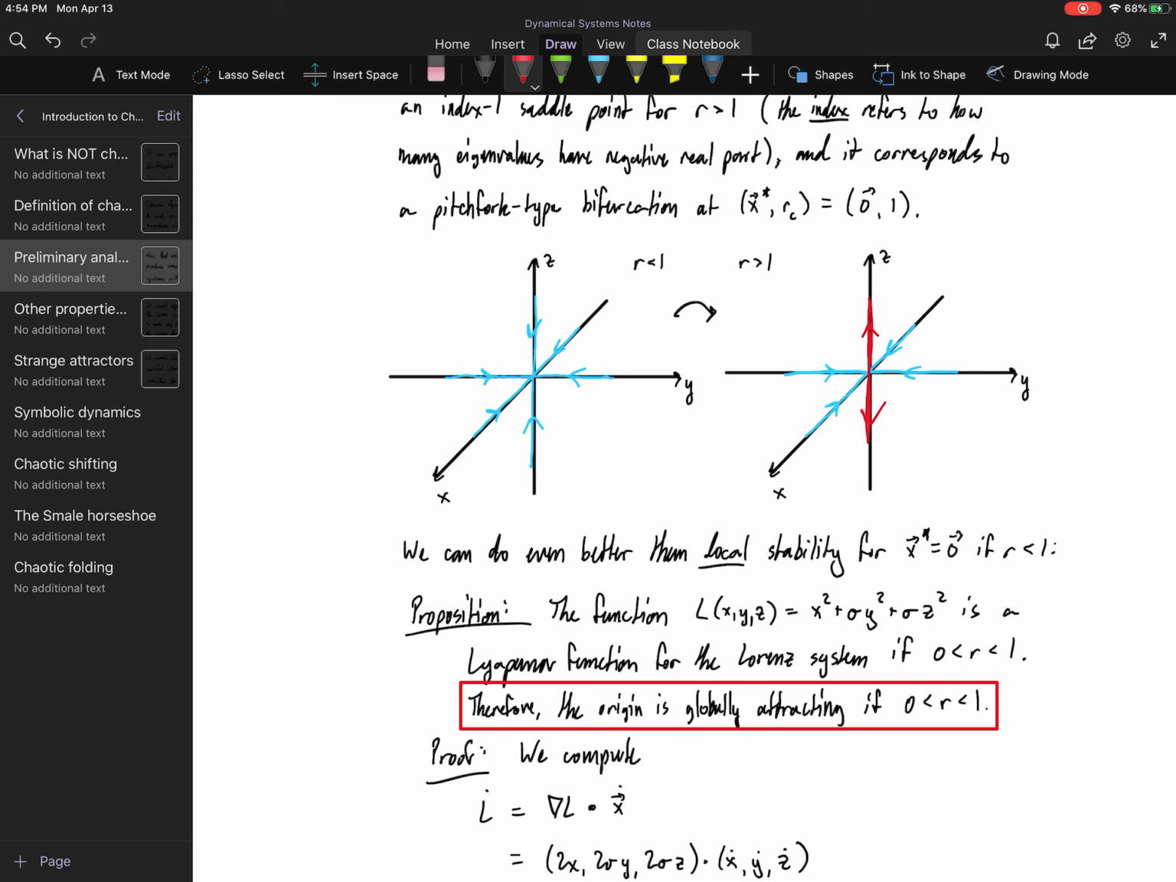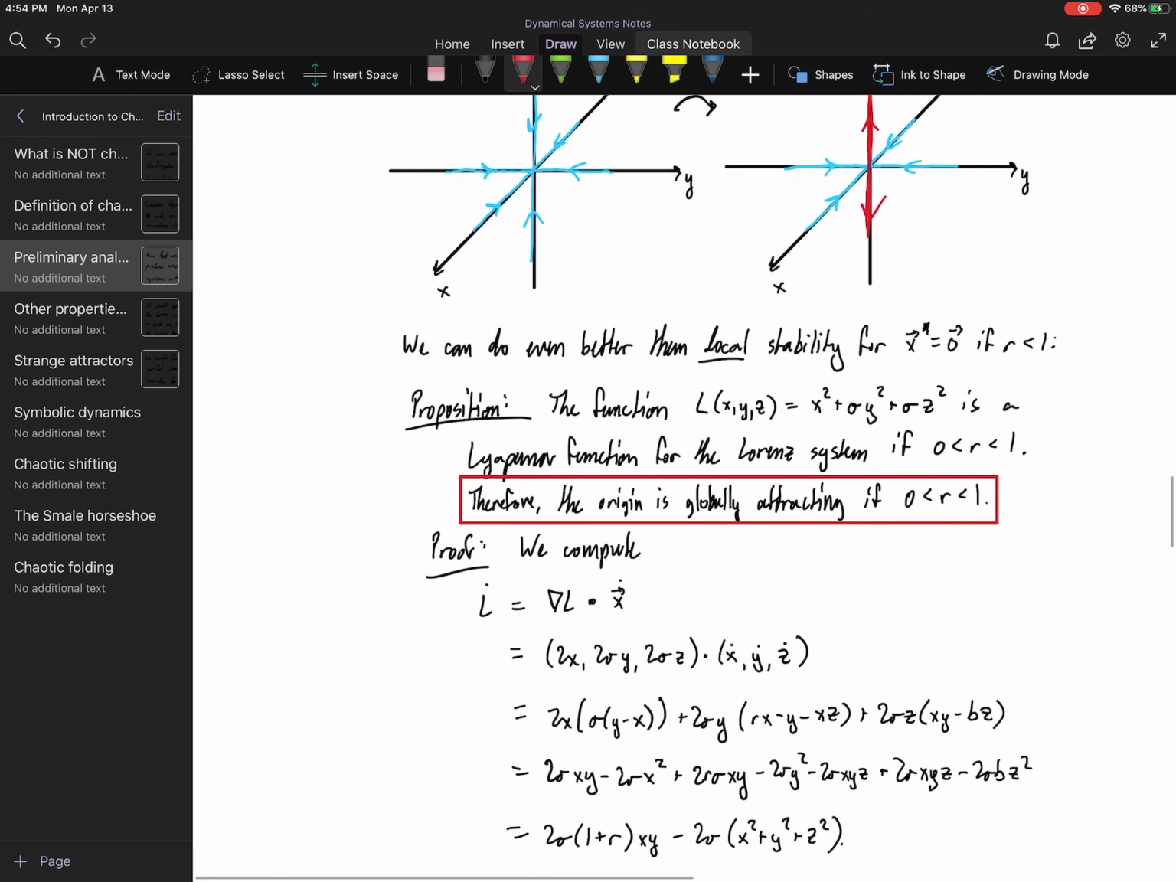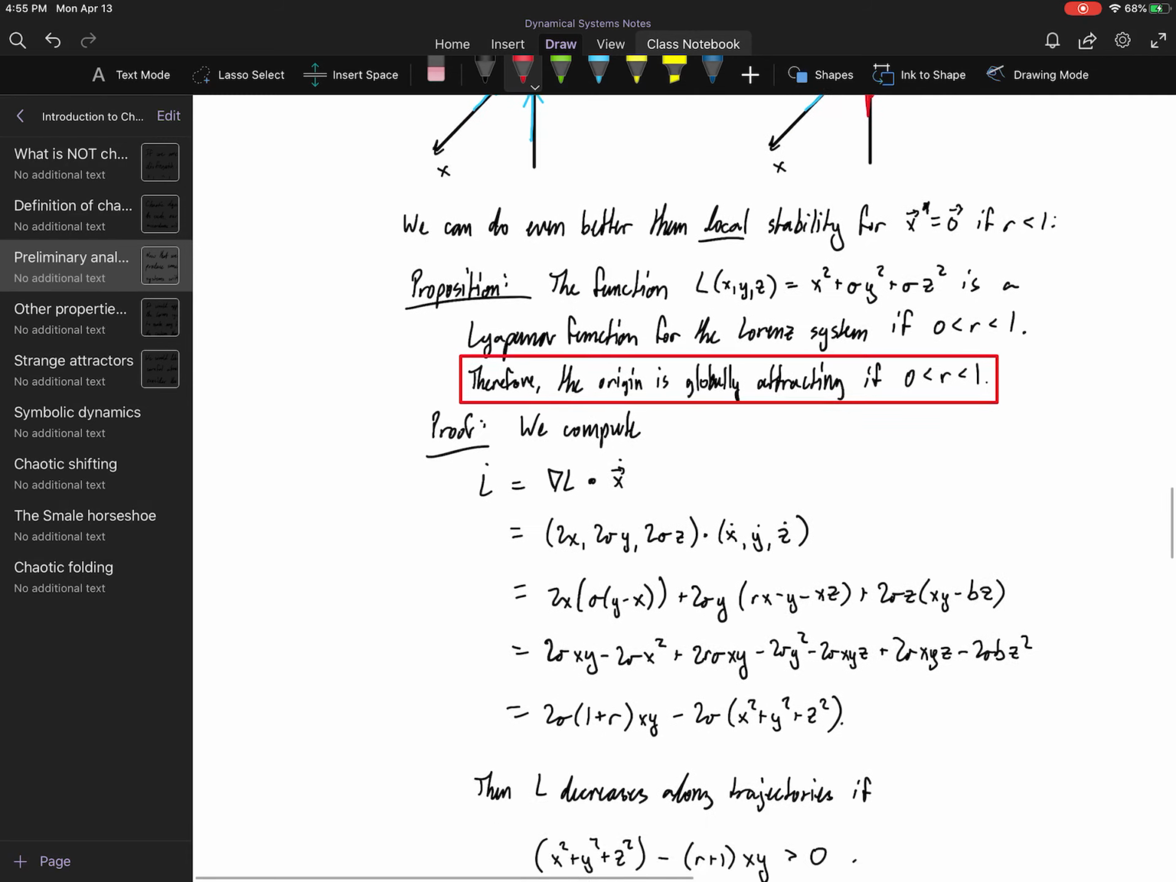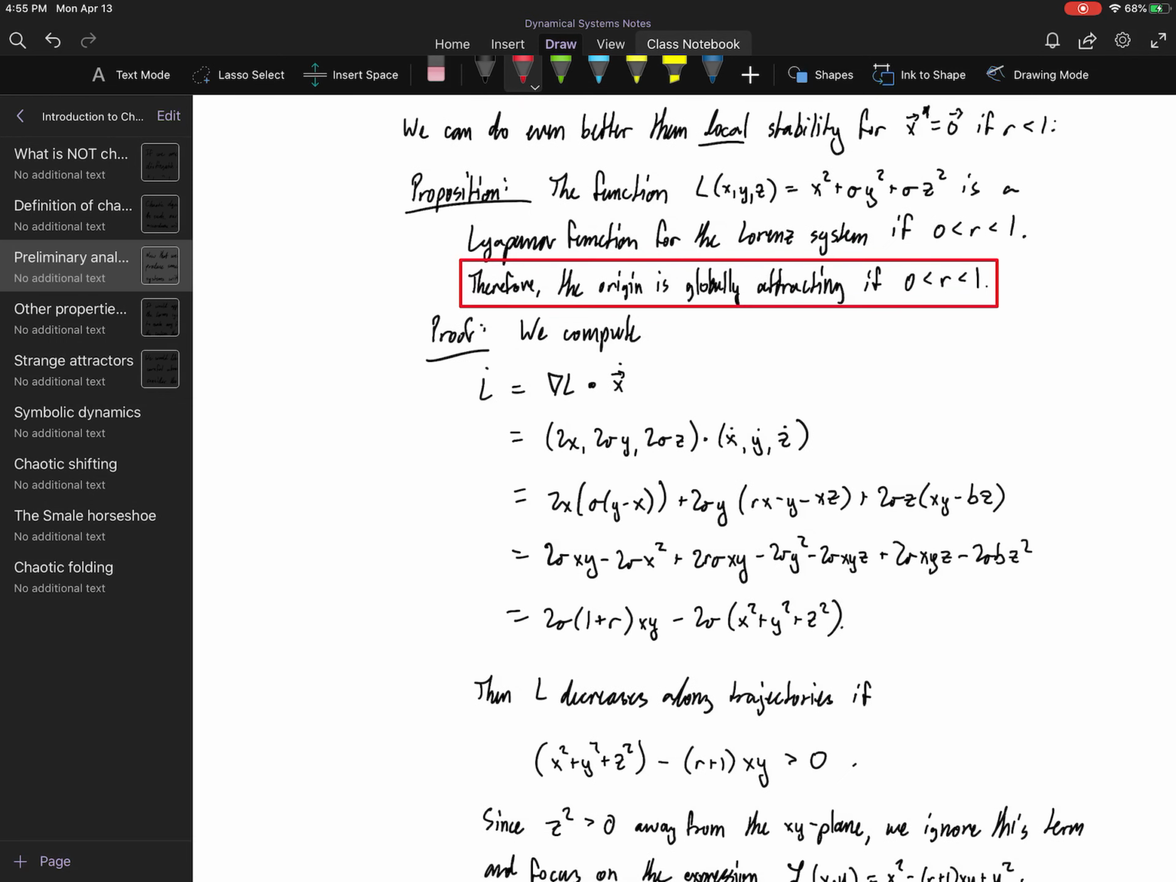Now, if we are in the range where r is less than 1, we can actually do better than say there's local stability here. We can actually show that this fixed point is globally attracting, so it is a global stable fixed point. And much to my surprise, at least, there's actually a Lyapunov function for this system in this parameter regime when r is between 0 and 1. You can go ahead and compute this. You can double check my algebra here.